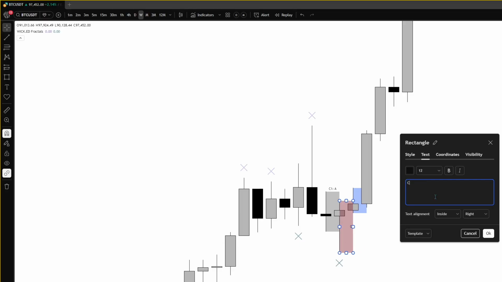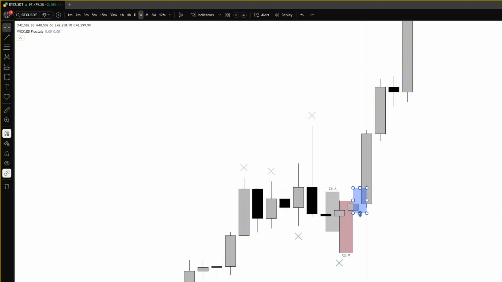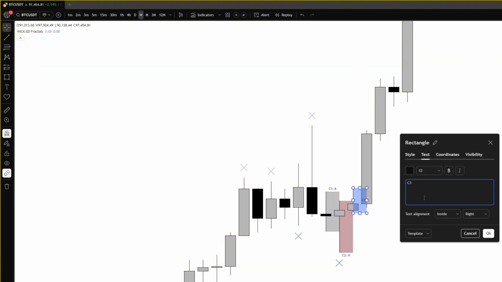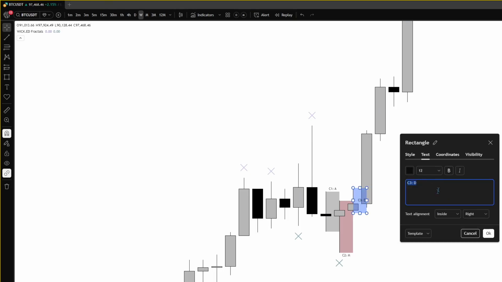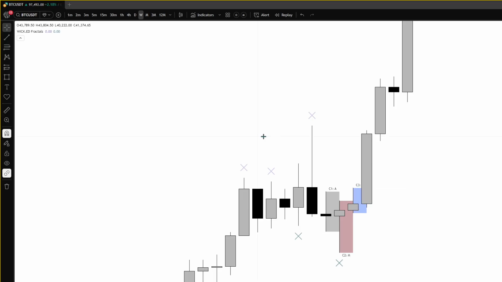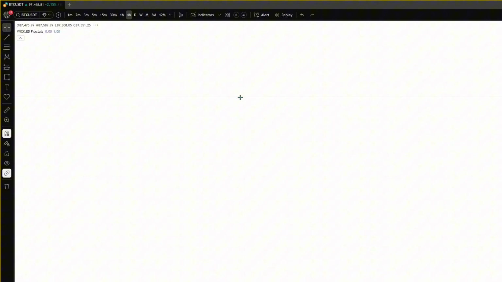Candle 2, manipulation. Candle 3, distribution, which is what we want to be trading, right? You can trade the manipulation, but it's a lot more difficult than just trading that third candle, which again, is something we're going to talk about. Candle 3 is the easiest to trade, so it's kind of where you want your focus to be.